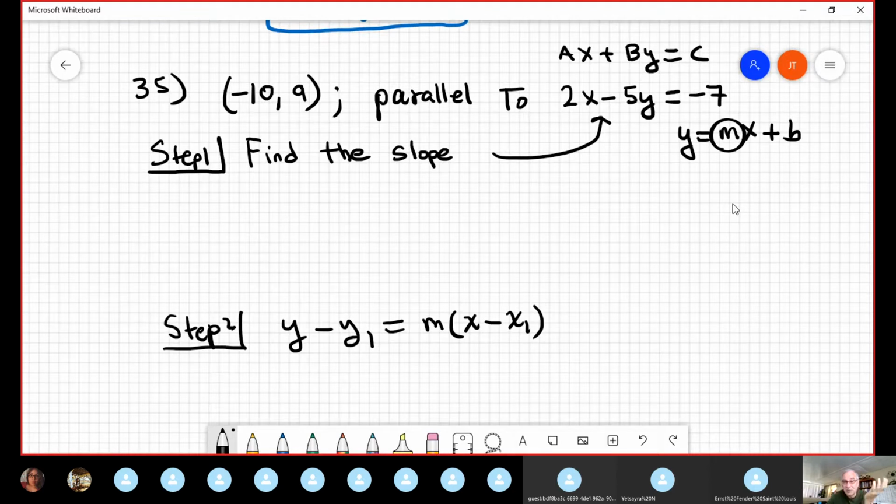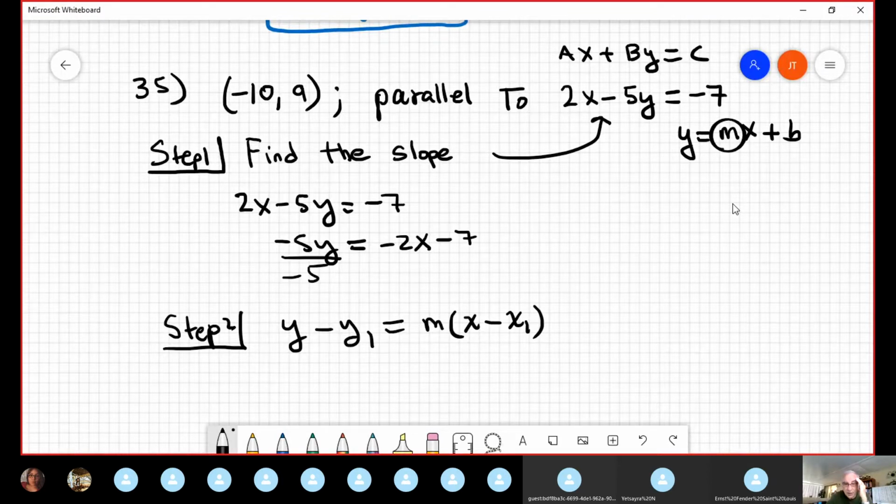What should I do then? Solve for y. You copy 2x minus 5y equal minus 7. Negative 5y is equal to minus 2x. I bring 2x to the right-hand side. Minus 7 divided by negative 5. Everything.